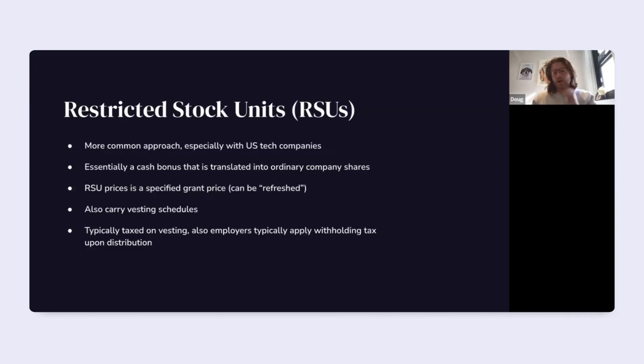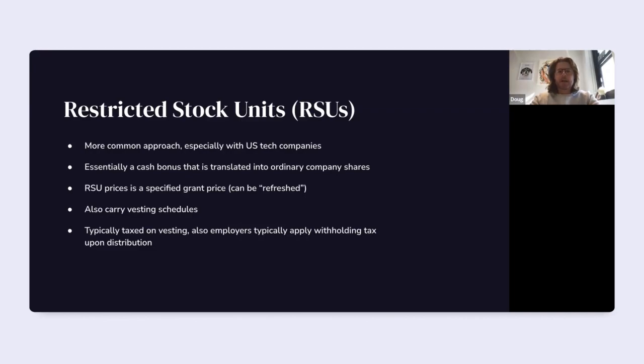And then lastly is RSUs, restricted stock units. These indeed are different to stock options. A lot of people do confuse the two. These have become more common, especially for larger, more established companies, US tech companies, namely. So like the Googles of the world, Microsofts of the world issue RSUs. It's essentially like a cash bonus that's given to you in shares kind of all at once. So it's basically like, okay, here's a $10,000 bonus and it's in shares. It's translated straight away into ordinary company shares. RSUs are technically a different security type, but for all intents and purposes, they are ordinary shares.